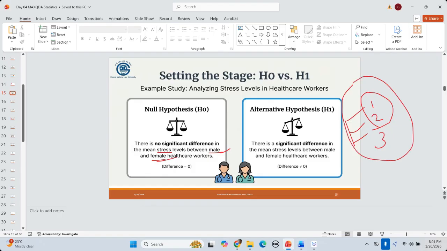So in this current example, I'm just trying to understand stress among healthcare workers, that is, male and female healthcare workers. I want to test it. My null hypothesis is that there is no significant difference in the mean average stress level between male and female healthcare workers. Whereas my alternative hypothesis is that there is a statistically significant difference in the mean stress level between male and female healthcare workers. So I'm going to conduct this statistical test with the help of MAXQDA.